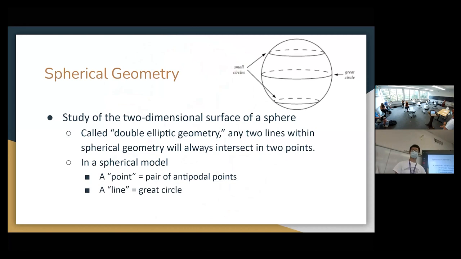So spherical geometry is the study of the 2D surface of a sphere, and it's very similar to elliptic geometry. In fact, it's sometimes referred to as double elliptic geometry, and this is because 2 lines on a spherical geometry, instead of only intersecting at least 1 point, will always intersect at 2 points. And this is because in a spherical model, we're going to be defining a point as a pair of antipolar points and a line as a great circle. A great circle is basically any line that completely separates the sphere into 2 equal halves, or encompasses the greatest diameter of the sphere.